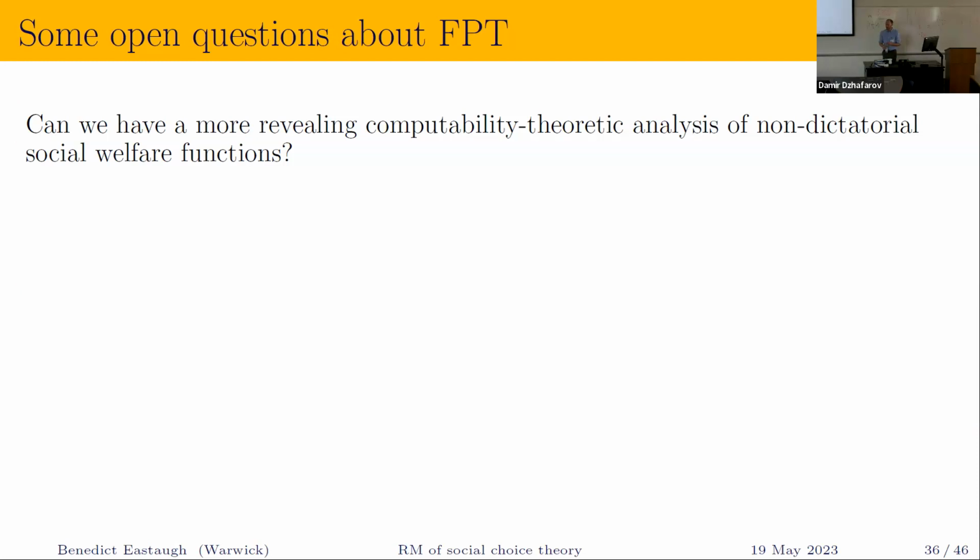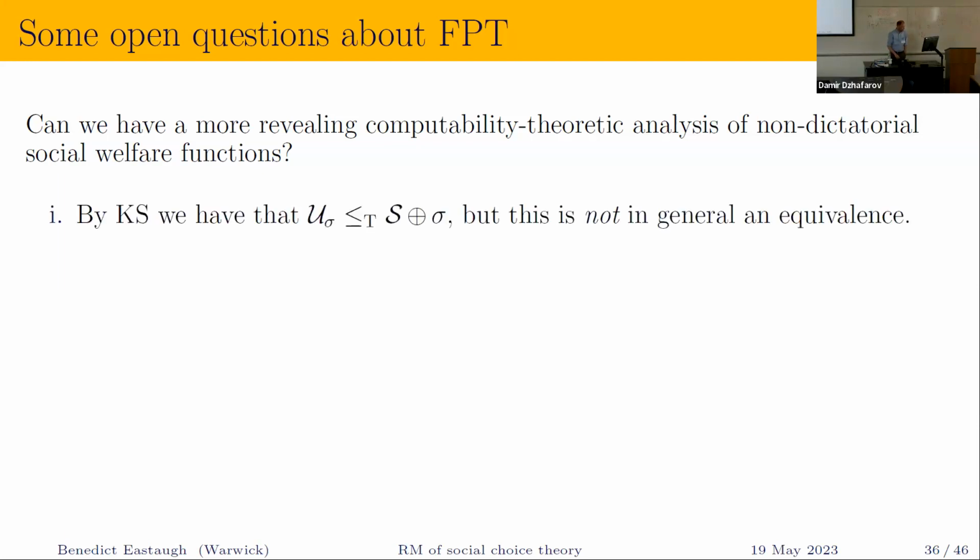I've been here over the last few days thinking, is there more that we can do? So I just have a few questions that maybe are obvious to people. One thing is, can we have a more revealing computability theoretic analysis of these non-dictatorial social welfare functions? Can we find out something more interesting than just a reversal to ACA 0? By the Kirman-Sondermann theorem, the ultrafilter U sigma induced by sigma is computable relative to it, but it's not generally an equivalence.